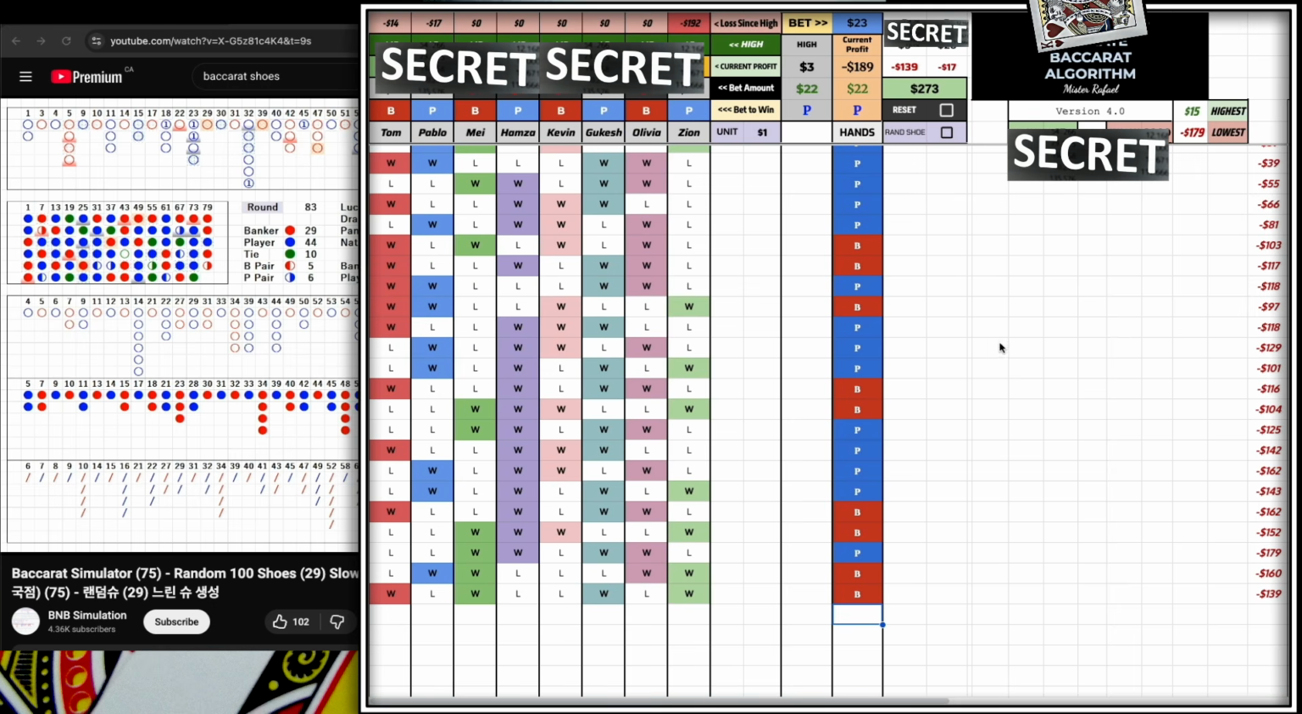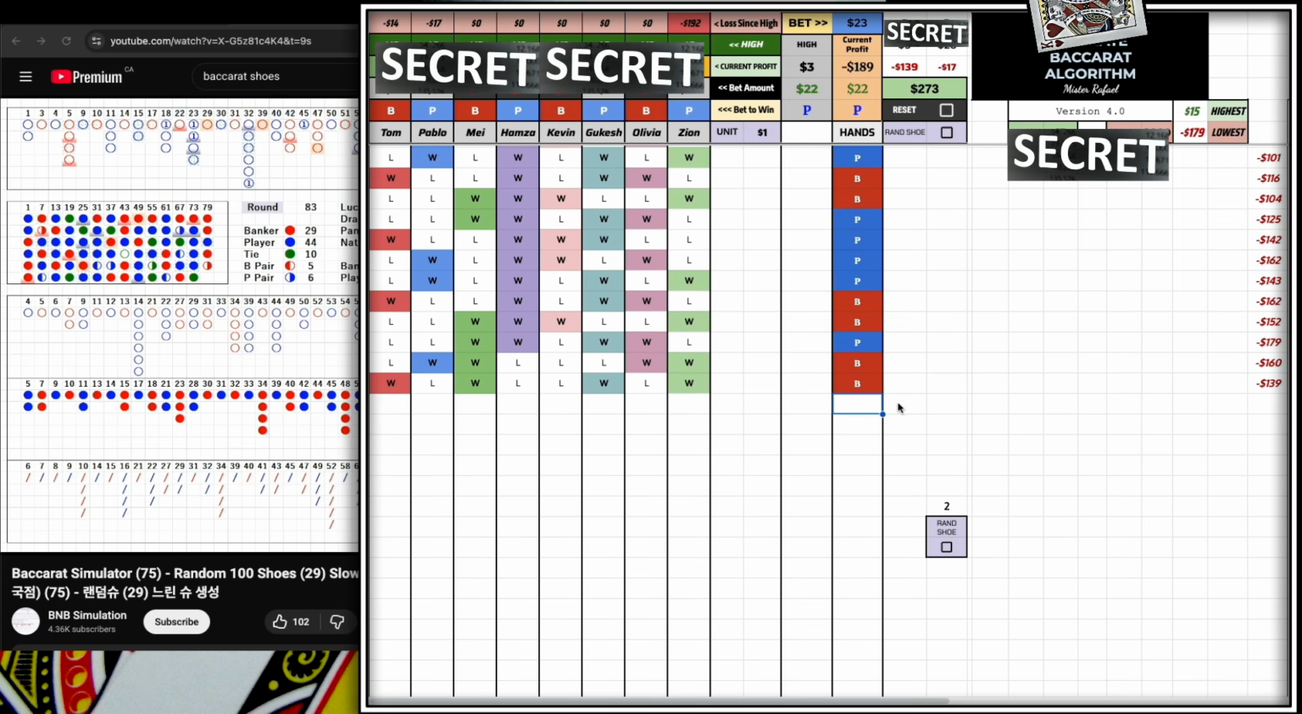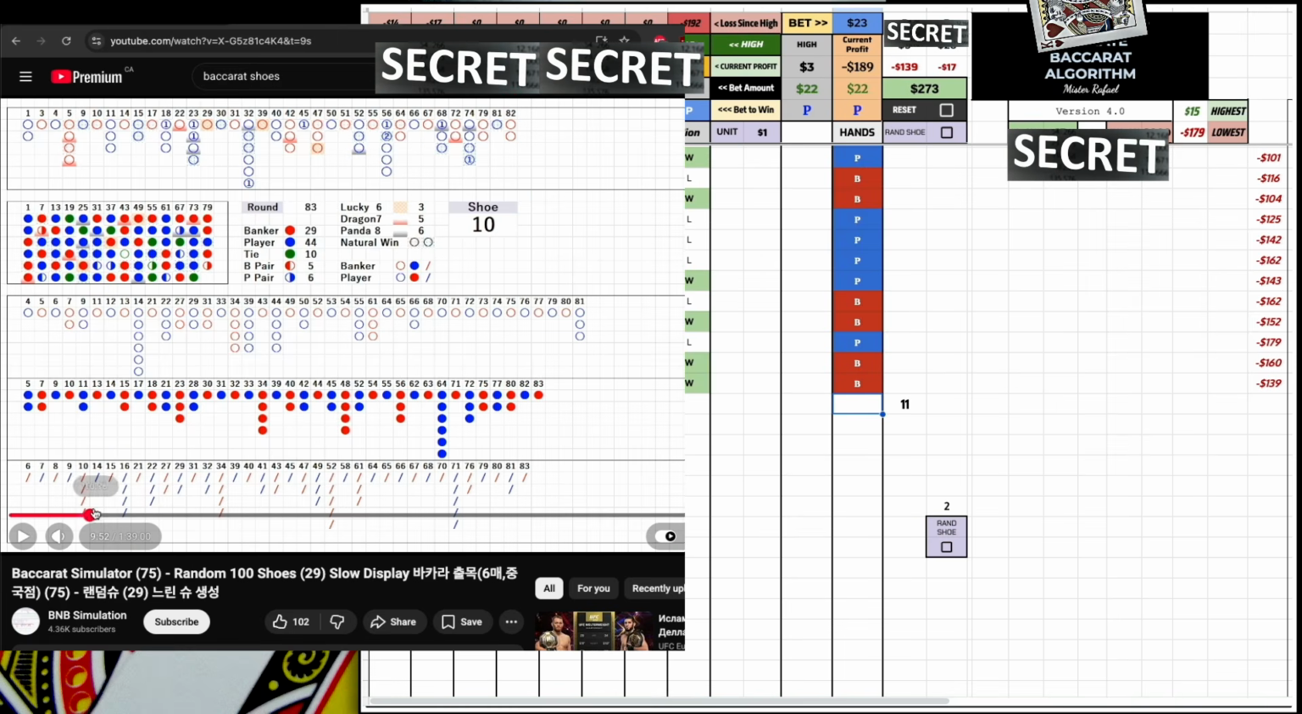Whoa, okay, so we have a new drawdown, minus 179. We can't enter it in yet because it may go lower. We have to hit the win goal first. Highest was $15, currently sitting at minus 139. Next bet would be 23 on player. So that is shoe 10. So we're going to go shoe 11 right here. Let's skip.